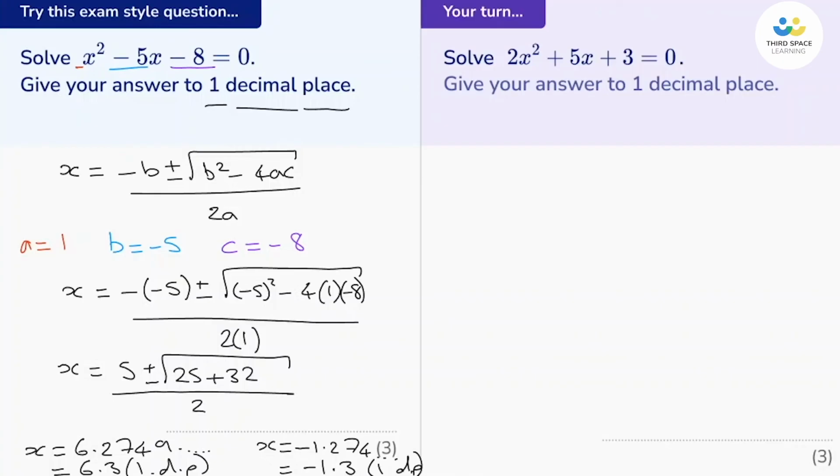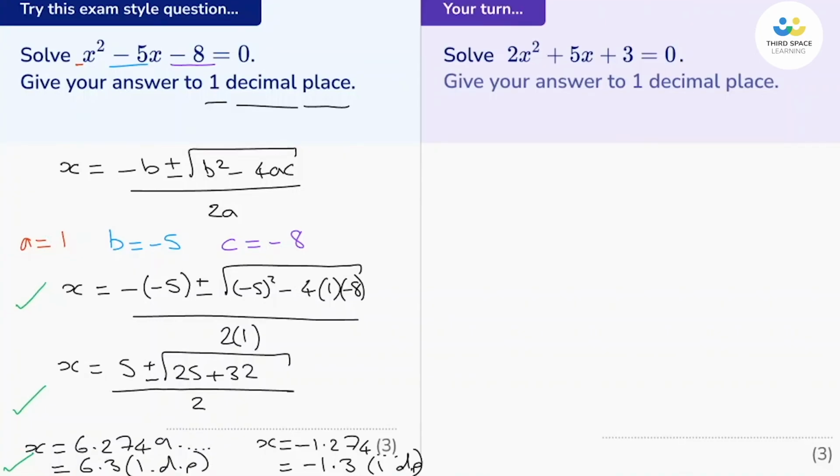And let's see where those marks come from. So we're going to get 1 mark for correctly substituting all the values into the quadratic formula. The second mark is for a correct method to achieve one of our answers. And the final mark comes from both answers fully correct. Okay, your turn. Pause the video and have a go. Best of luck.